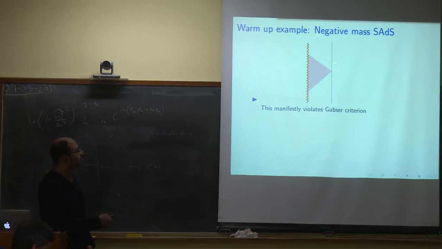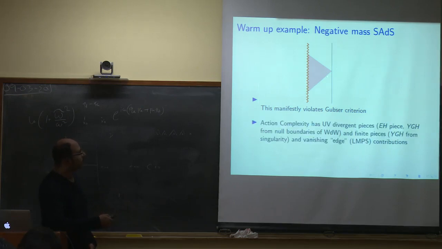So just as a test example, we wanted to look at the first thing you encounter about time-like singularities, the most vanilla example, which is the negative mass black hole, right? We know that is not a good system to look at because it has no ground state. We know that, but still you want to test whether the answer complexity gives you matches with this intuition or not. So we looked at this negative mass Schwarzschild geometry just as a warm-up example. Here is the Penrose diagram, and this is the Wheeler-DeWitt patch. So we evaluated the action complexity. This has UV divergent pieces, which are the Einstein-Hilbert piece, then the null boundary pieces, as well as those from the singularity.